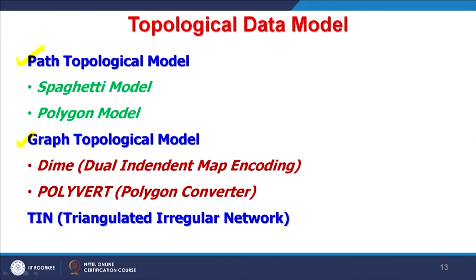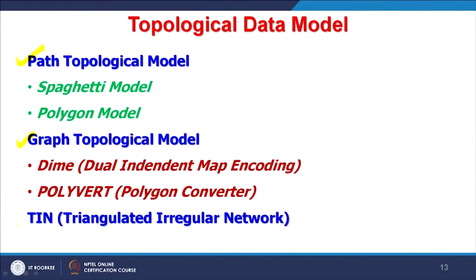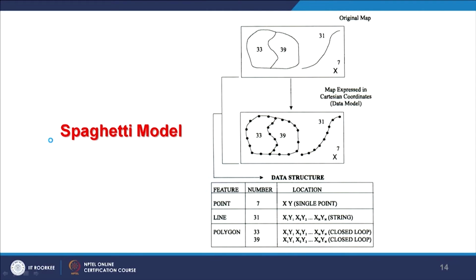While discussing in the previous lecture about different types of data which are handled in GIS, I touched upon this, the TIN. So, TIN is also a type of topological model. But none of these are useful except for TIN. The other path and graph models are not useful in GIS, because we have a better one, which is the polygon topological model. So, that we will discuss. Now, before that we take an example, and then we will compare the topological model with the spaghetti.